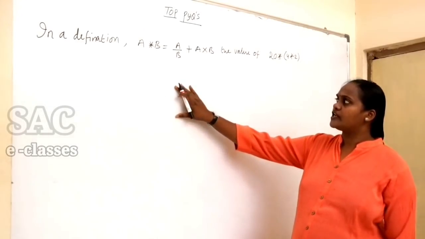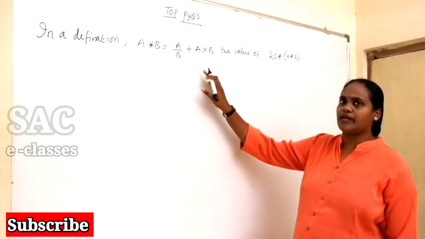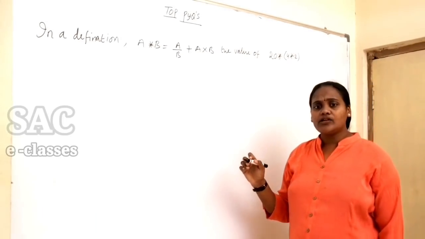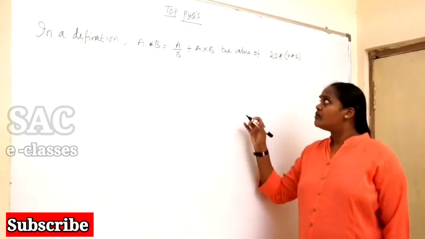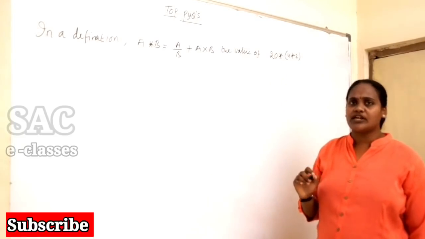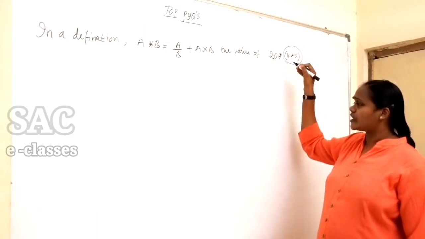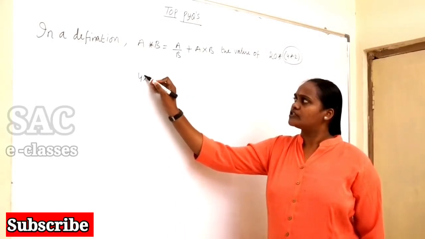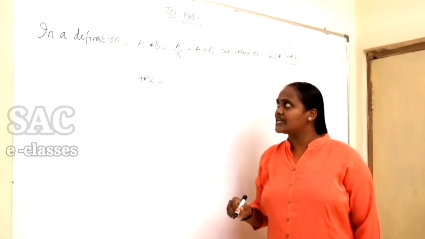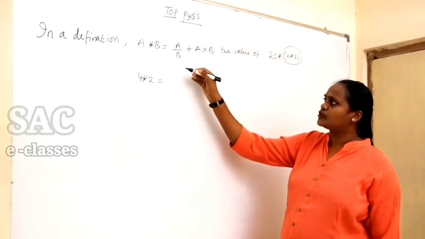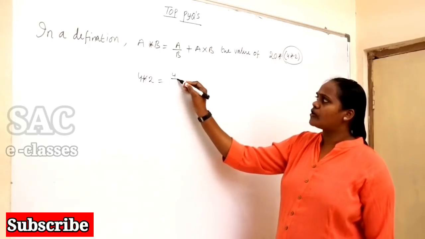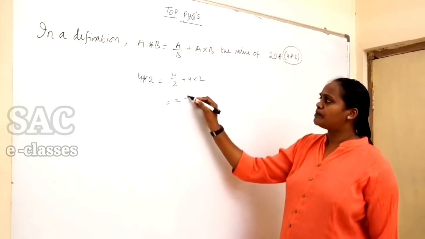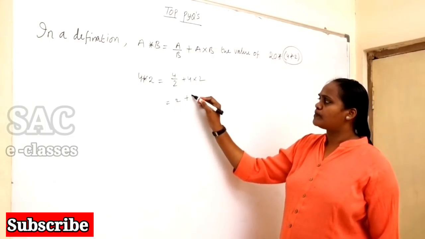In one definition, A star B is equal to A by B plus A into B, and they are asking you to find the value of 20 star (4 star 2). If you observe, 4 star 2 is in the bracket, which means we do that value first. 4 star 2 equals, what is A star B? It's A by B plus A into B. Then 4 star 2 is 4 by 2 plus 4 into 2, which gives 2 plus 4 into 2.